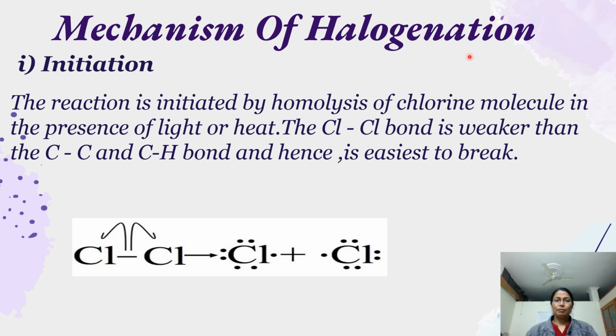Let us study the mechanism of halogenation. First step is initiation. In initiation, homolysis of the chlorine molecule takes place in the presence of light and heat. Homolysis means the bond which consists of two electrons, one electron shifts to one chlorine atom and the other electron shifts to the other chlorine atom. So both free radicals are formed because they contain one electron. And the Cl-Cl bond is weaker as compared to the C-C bond and C-H bond. Hence, it is easier to break.